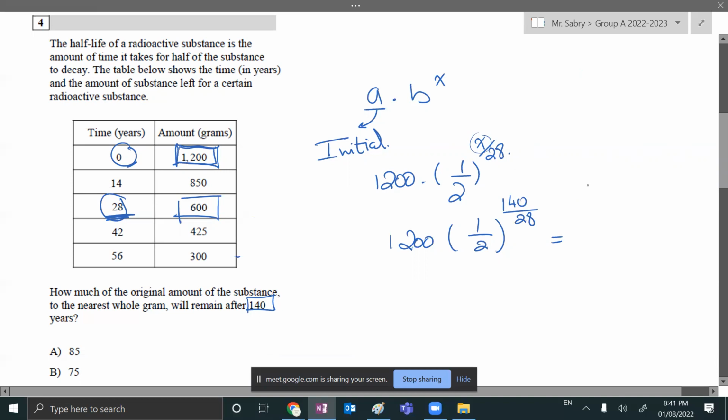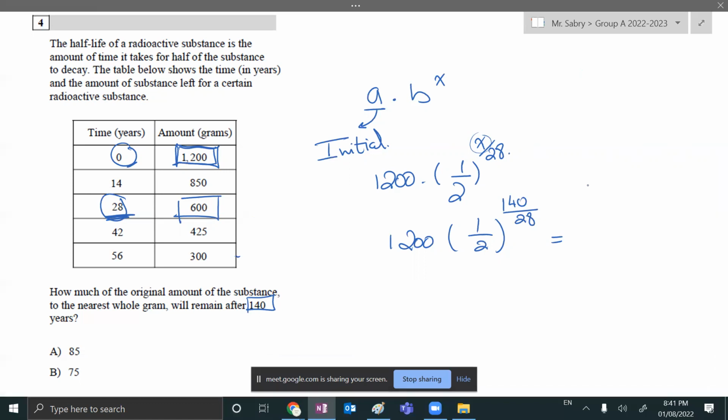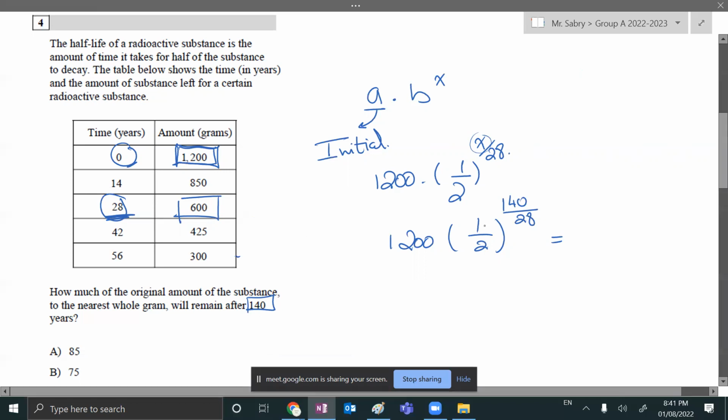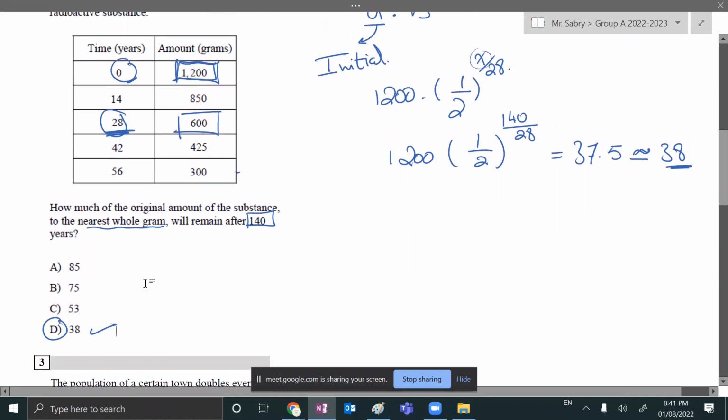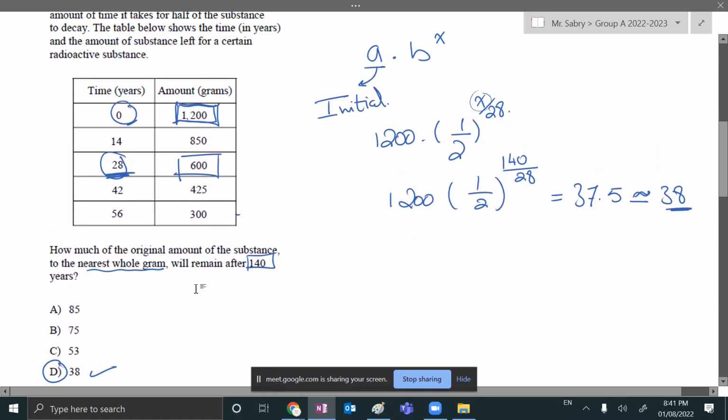1200 multiplied by 0.5 to the power of 140 over 28. That is 37.5. Since they said to the nearest whole gram, this means that I need to approximate this to the bigger, which means it's 38. So this means that D must be the correct answer. Does that make sense?